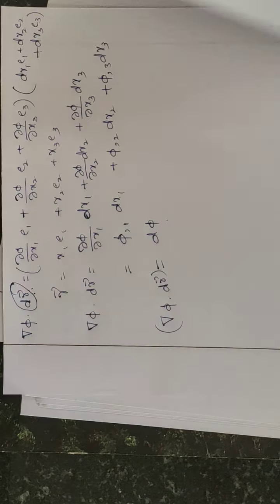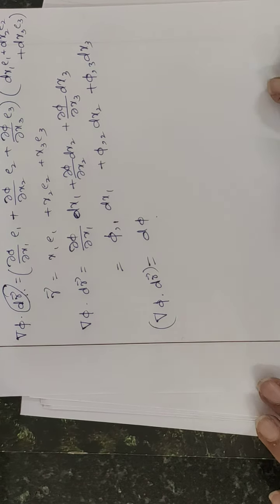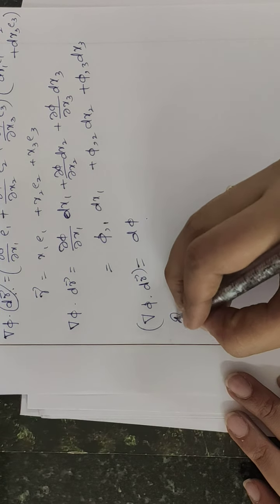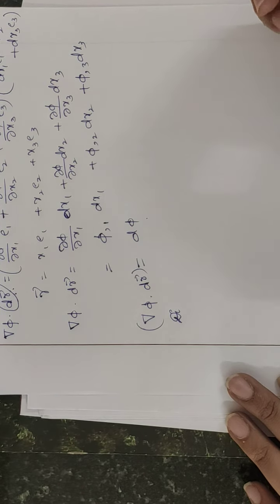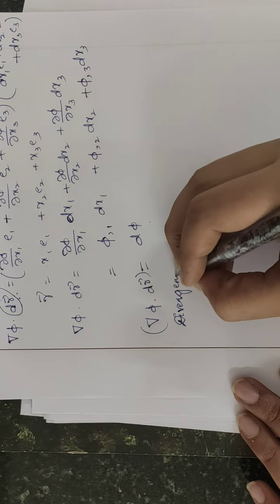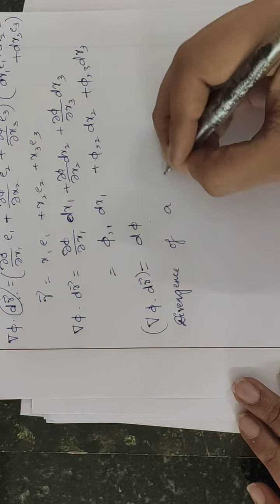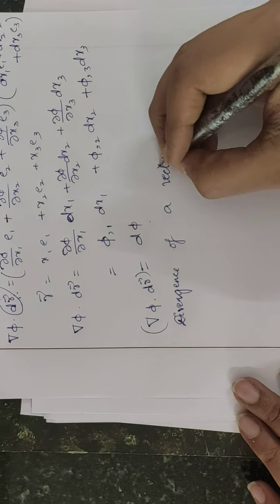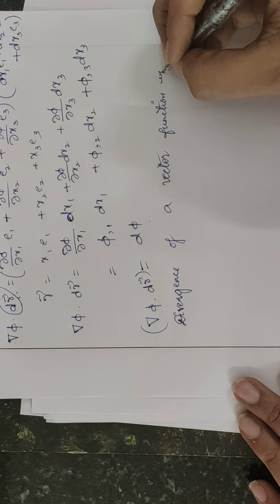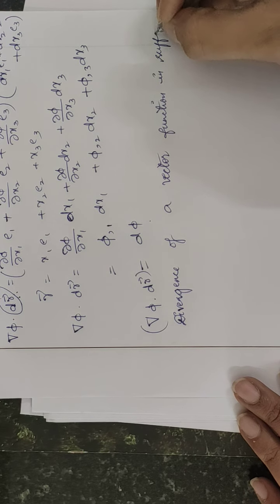Okay. So now let's see how we can express divergence using suffix notation. Gradient we considered on a scalar field, whereas divergence is for a vector field, right? So divergence of a vector function in suffix notation.